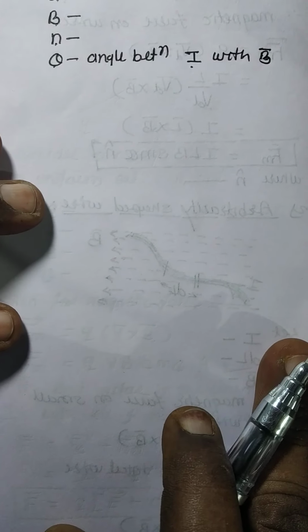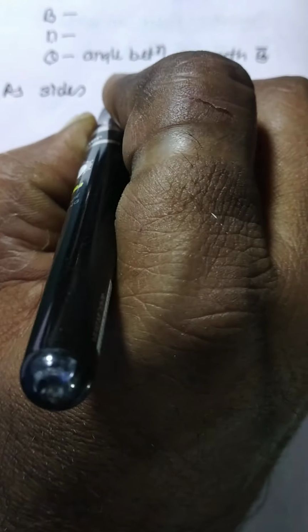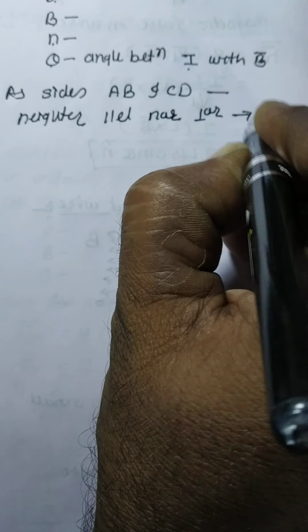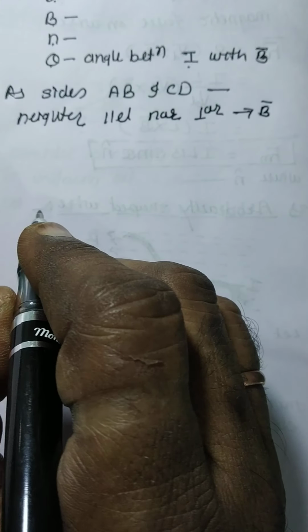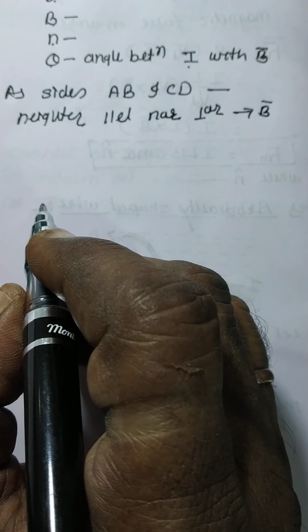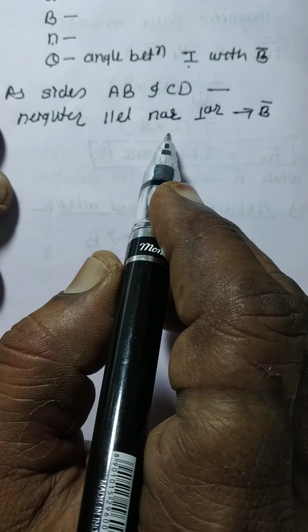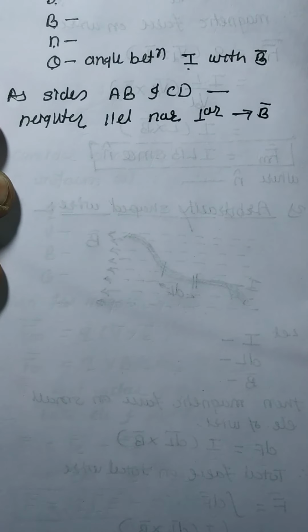See here, as sides AB and CD are neither parallel nor perpendicular to magnetic field, and hence forces acting on them are equal in magnitude but opposite in direction and cancelled with each other.